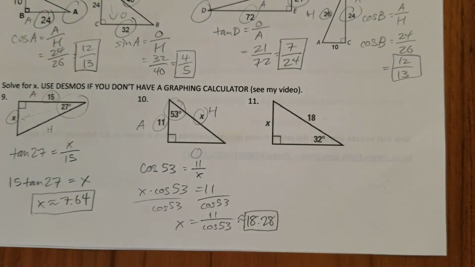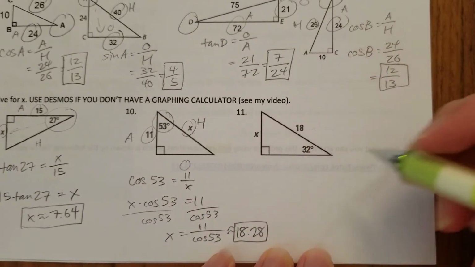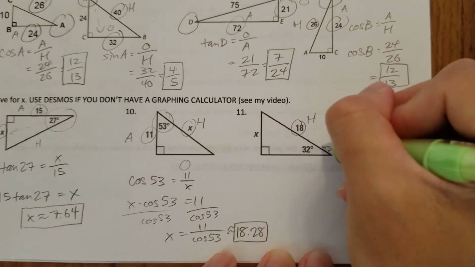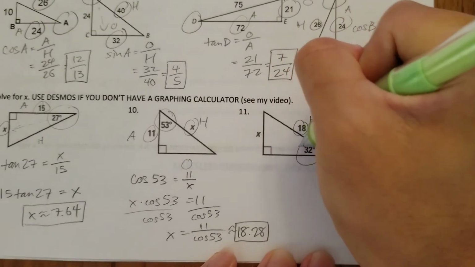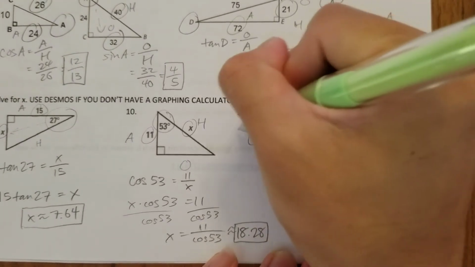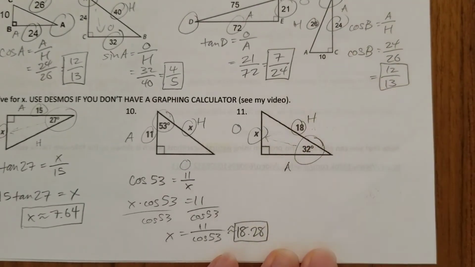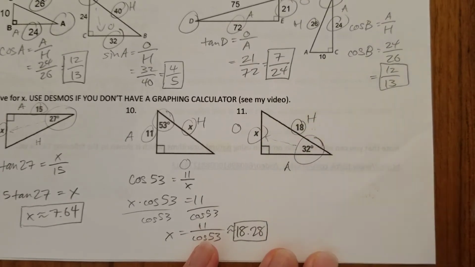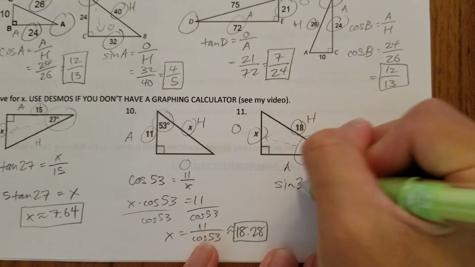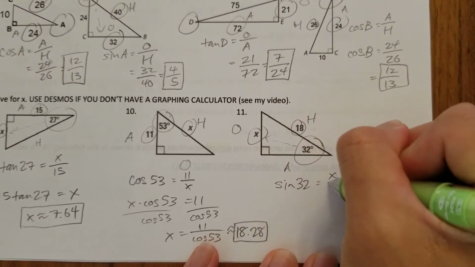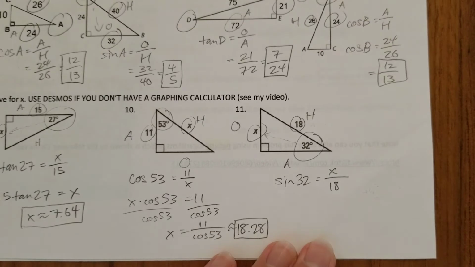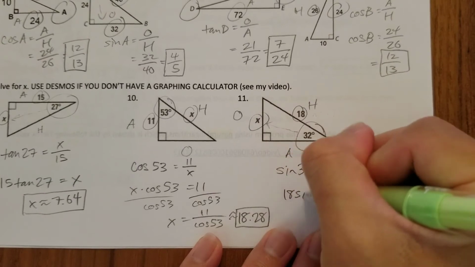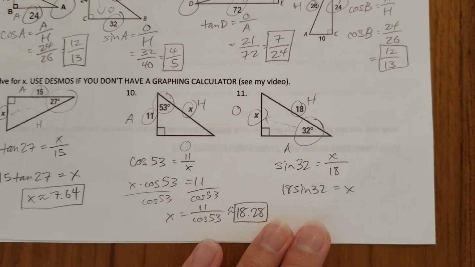Okay, next one. The long side is the hypotenuse, and the other two sides depend on which angle you're focusing on. Pick one angle and look. There's one side that's the opposite, and there's also an adjacent side. Opposite and hypotenuse, so we know that sine is going to be used. Sine of 32 equals the opposite side divided by the hypotenuse. I can multiply both sides by 18, so 18 sine of 32 equals x.